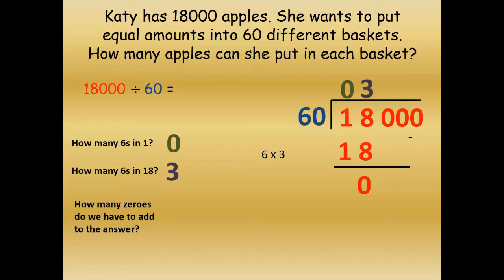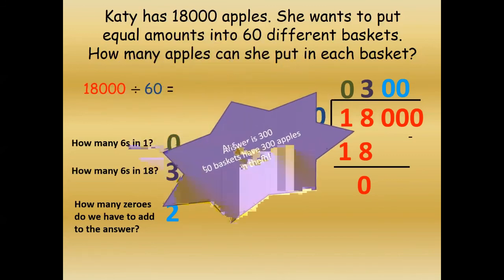So what did we do last time? We had to do how many zeros there were in the divisor, and which number is the divisor in this one? It's 60. And we had to subtract the amount of zeros in the divisor from the dividend. So we have 1 zero in the divisor, and how many zeros do we have in the dividend? We have 3. So what is 3 minus 1? 2. So that means we have to add 2 zeros to the end of our answer. So that means our answer would be 300. So 60 baskets have 300 apples in them.